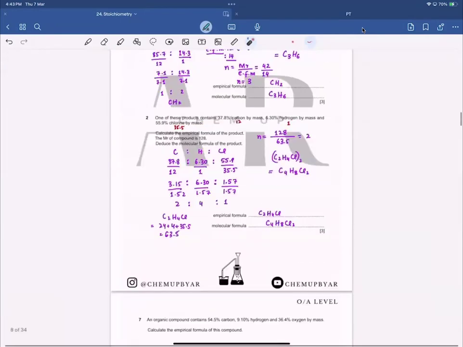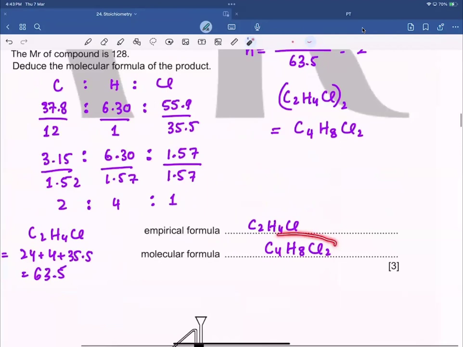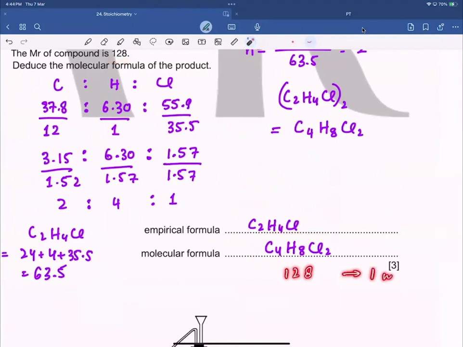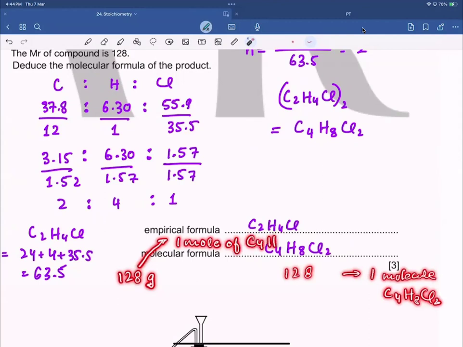For example, see, this is 1 molecule, right? What is its mass? 128. That's what you calculate. So I would not mention any unit with this 128. Then it means that I have only 1 molecule of this compound C4H8Cl2. But if I put grams with it, now it's not 1 molecule. Basically, if I'm putting gram, then it becomes 1 mole of this compound C4H8Cl2.